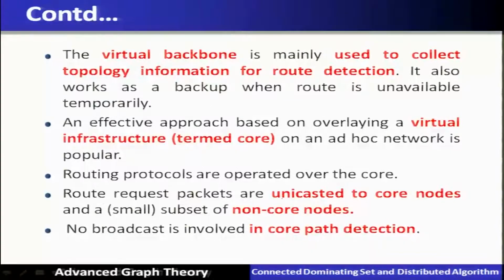An effective approach based on overlaying a virtual infrastructure, which is also called a core, on an ad hoc network, has become popular. So routing protocols are operated over the core. Route request packets are unicasted to the core nodes, and a small subset of non-core nodes are also used in this broadcasting or routing of the information. Here no broadcast is involved, and only the nodes in the core are involved in the communication.